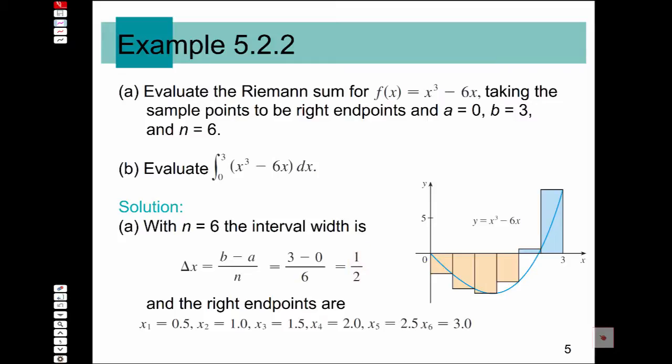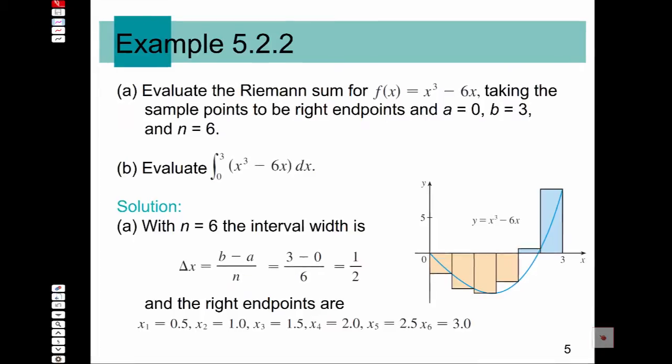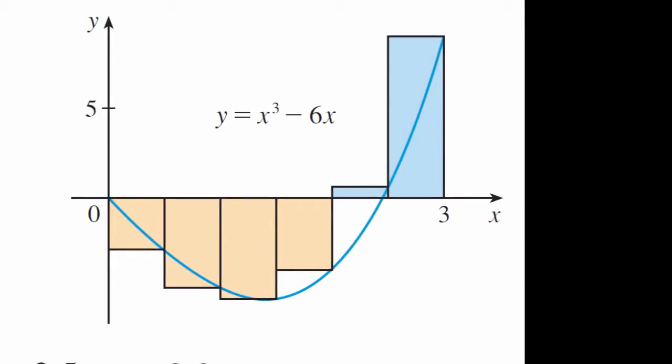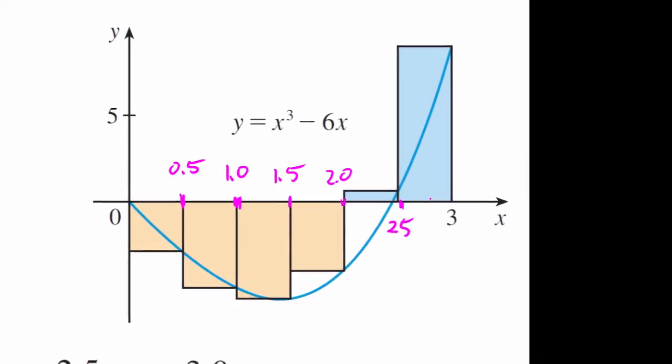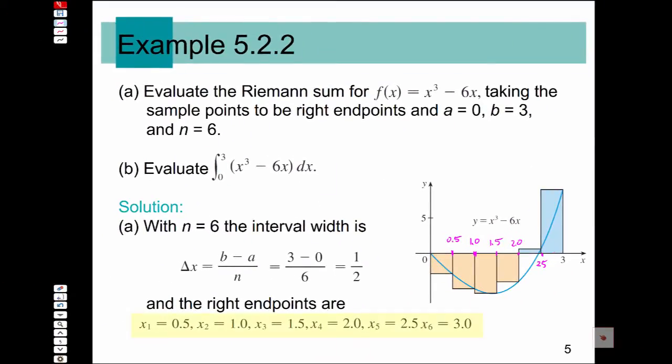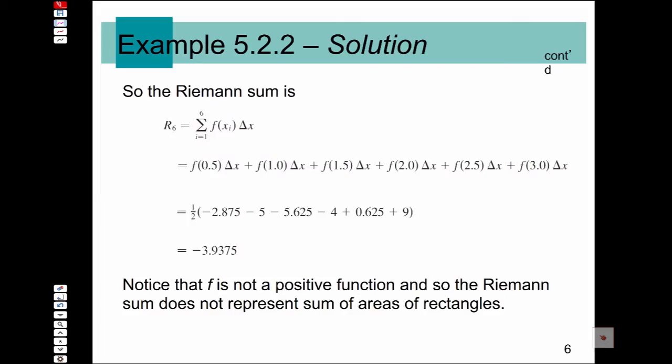Now we're asked to use the right-hand endpoint, so we need to compute what the values of x are for the right-hand endpoints of each of these 6 intervals. And we can do that with the aid of this figure here. We can see that because the intervals have width 1/2, the right-hand endpoint of the first interval is 0.5. The right-hand endpoint of the second interval is 1.0. The right-hand endpoint of the third is 1.5, and so on, 2.0 and 2.5. So that gives us these values x1 through x6 shown here.